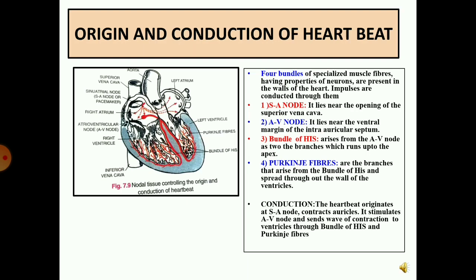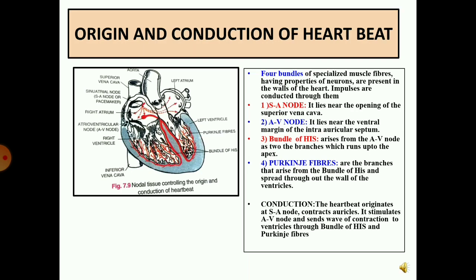Conduction of the heartbeat. The heartbeat originates at the SA node. I just told you that is why it's called the pacemaker. As the wave of contraction spreads from here, the auricles contract. Then it reaches the AV node. The AV node conducts it to the bundle of His, and the bundle of His then conducts the impulse to the Purkinje fibers and the ventricles contract.